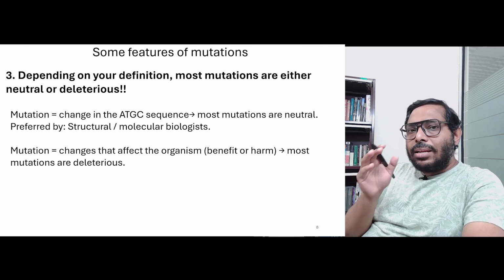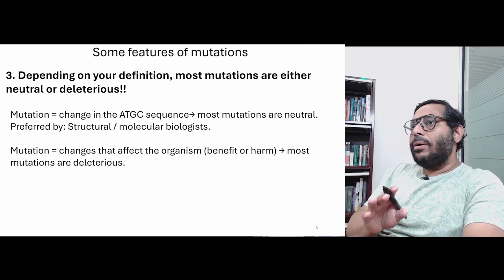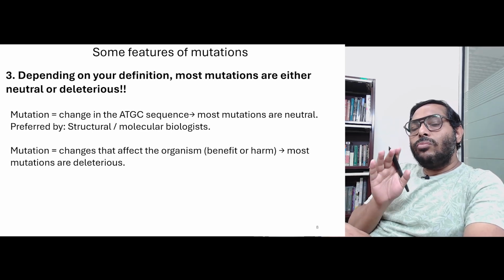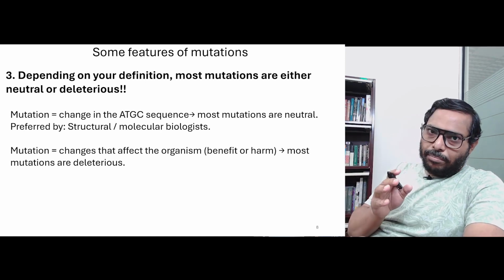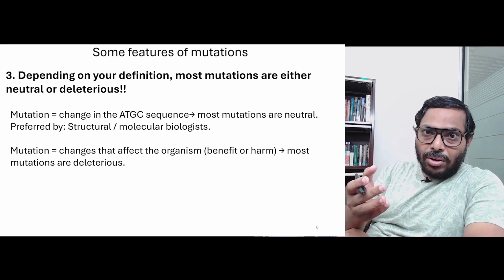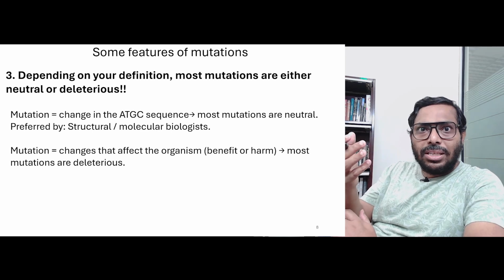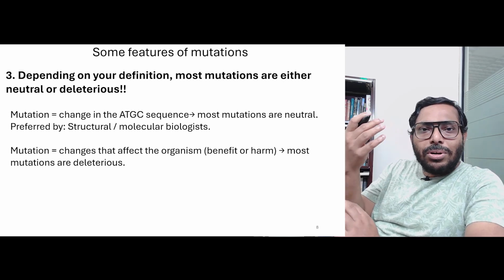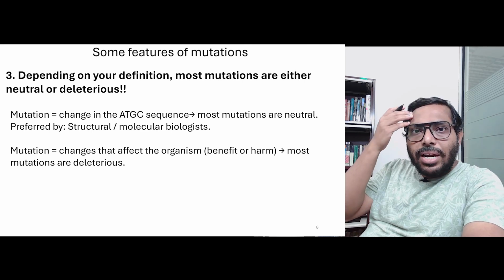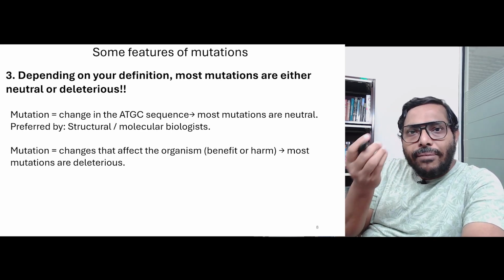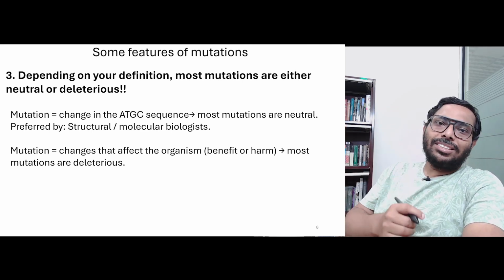Now, why is it that evolutionary biologists think this way? Remember, evolutionary biologists, we are studying mutations much before molecular biology came about. So, for example, for people like Hugo de Vries, who were studying mutations even before they knew about DNA or DNA structure or anything, those people were studying in terms of the actual effect that was happening on the organism, right?